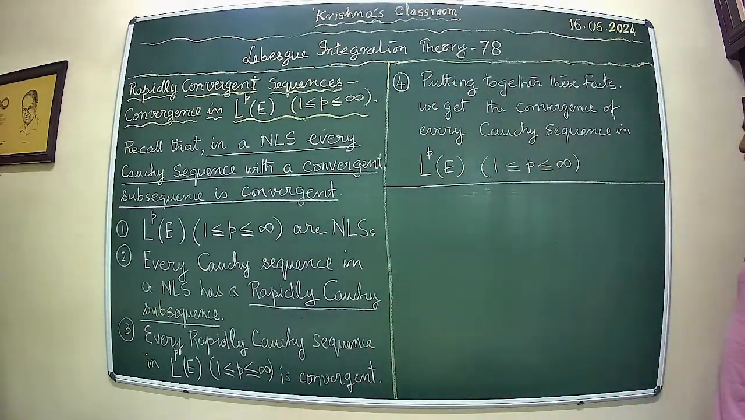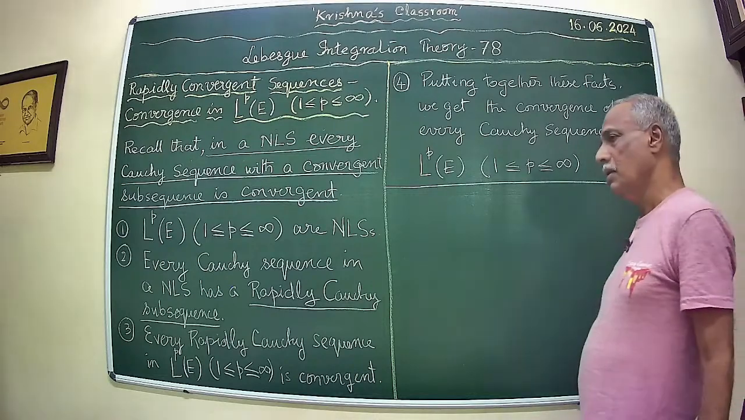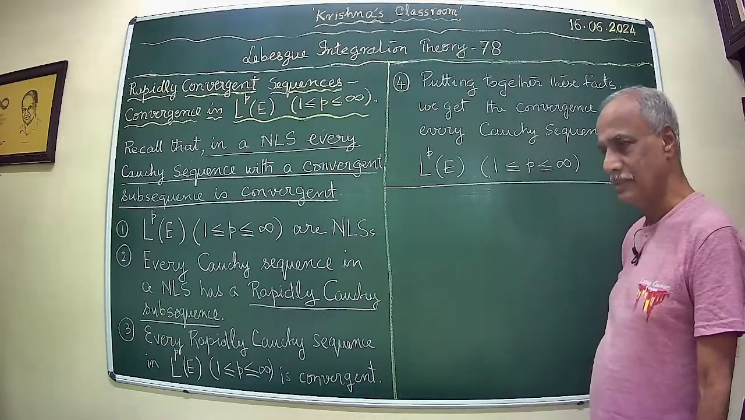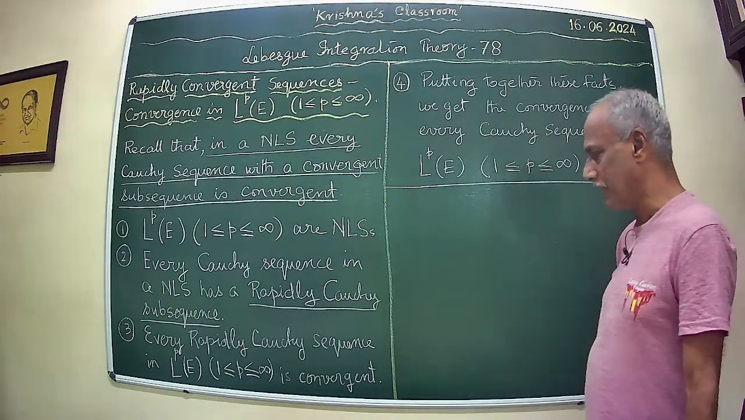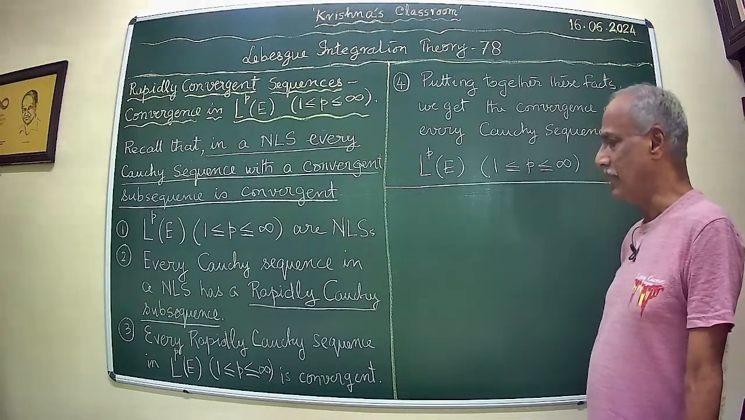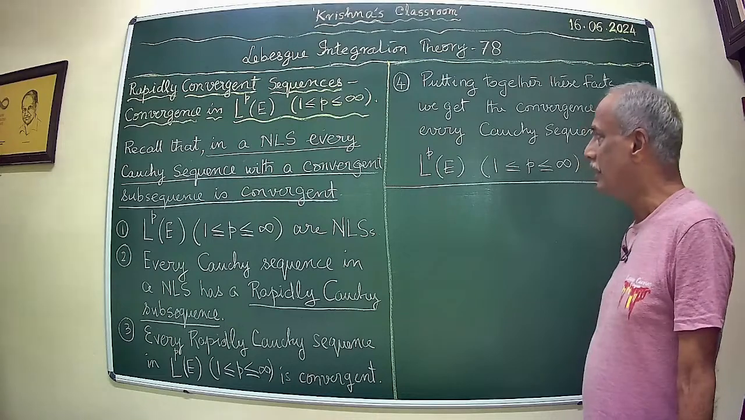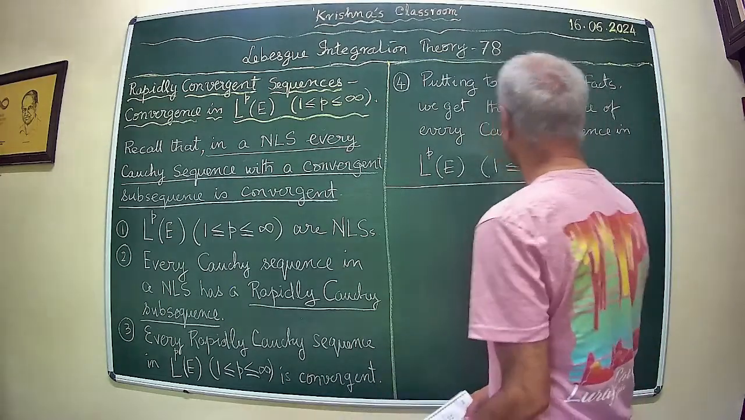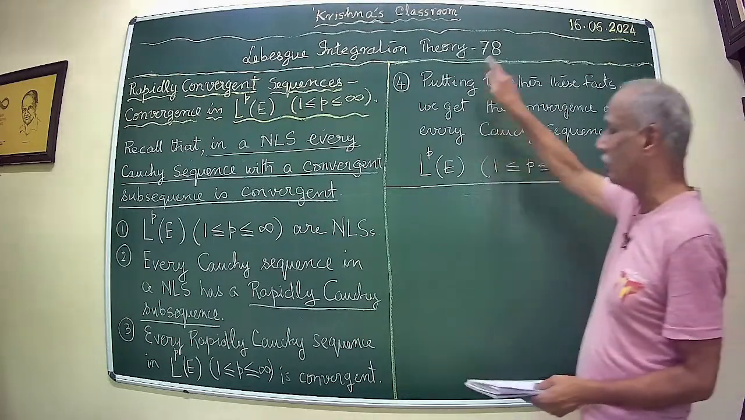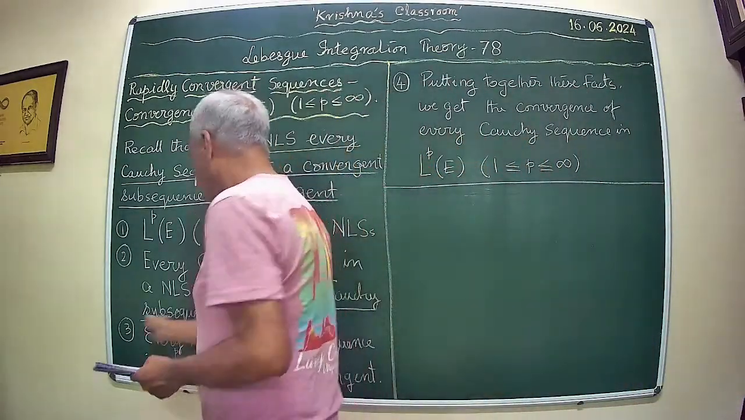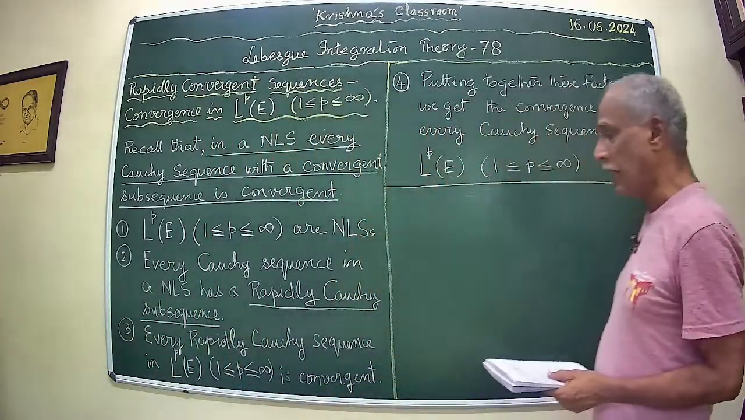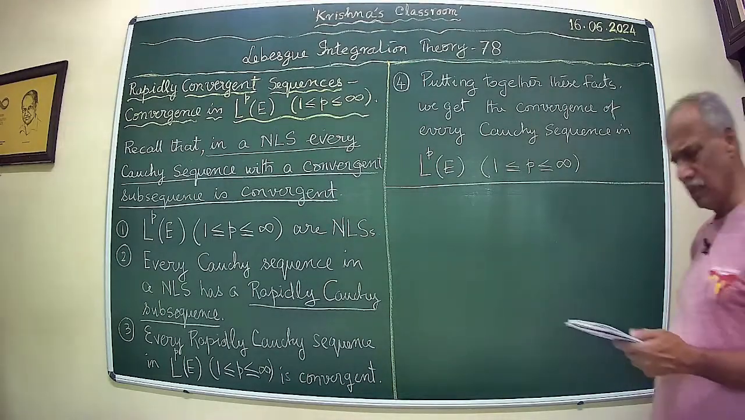So, in general, in a normed linear space, one cannot assert that all rapidly Cauchy sequences are convergent. But what we are going to prove now is that LP(E) is a special class. LP(E) has the property that every rapidly Cauchy sequence in LP(E) for 1 less than or equal to p less than or equal to infinity is convergent. And therefore, the next step would give you that LP(E) is complete. I will talk about that later. But this is our focus today. So let us state the theorem.